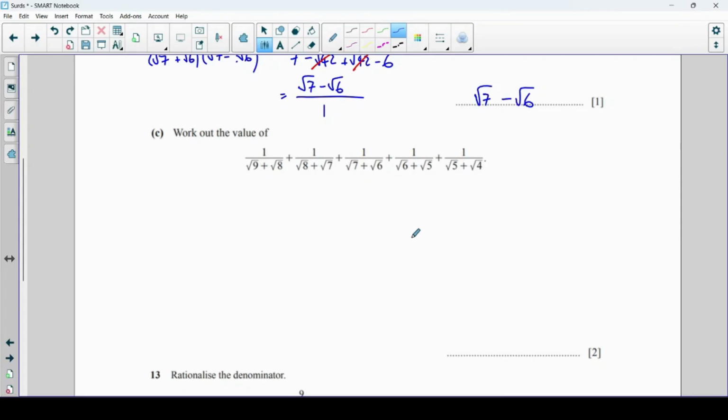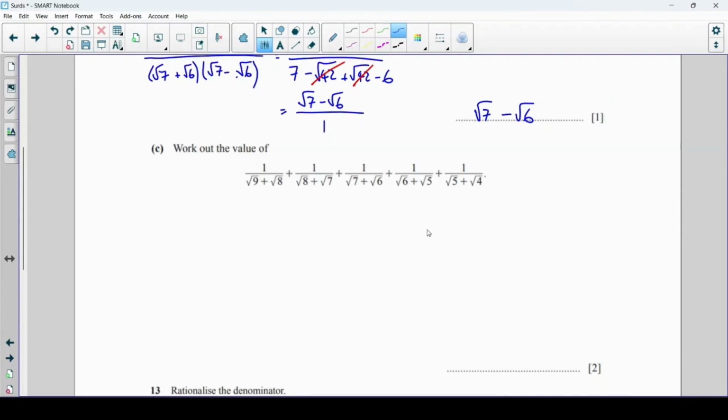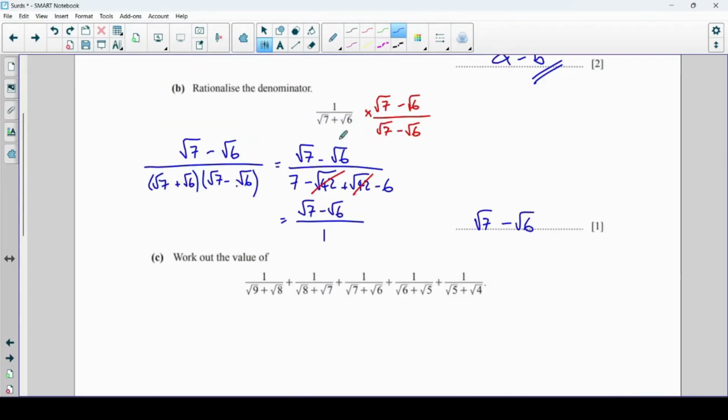This part C here looks a lot trickier than it actually is, and I think it's really important to look at the question above and see the similarities with what we've got there. You can see we've already worked out one of these things, 1 over root 7 plus root 6. When we rationalised the denominator, we found out that that was just equal to root 7 minus root 6. You could probably have a pretty good guess as to what all of these other ones are going to be. They all have a difference of 1.